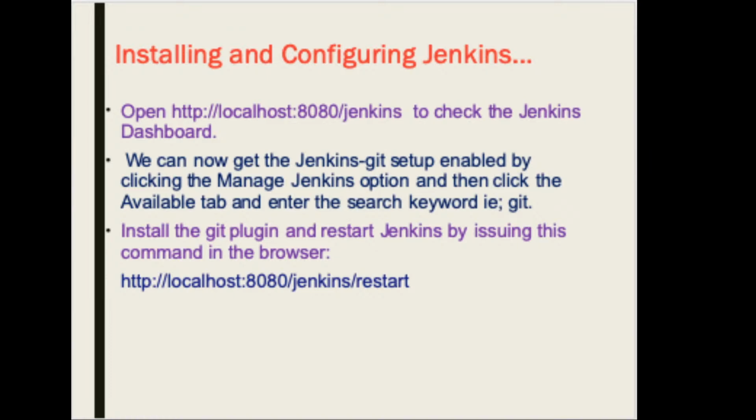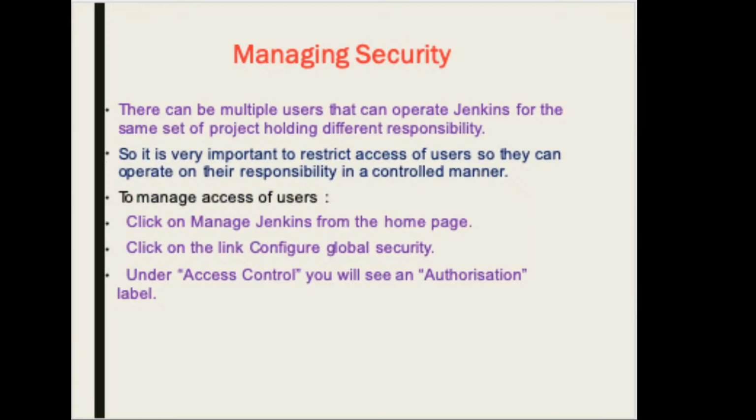Then you can get the Jenkins-git setup enabled by clicking the Manage Jenkins option. Then you can install the Git plugin and restart Jenkins by issuing this command in your web browser, http://localhost:8080/Jenkins/restart. Once you are able to do this successfully, it is assumed that you are ready to work on this Jenkins software. Please try it out.